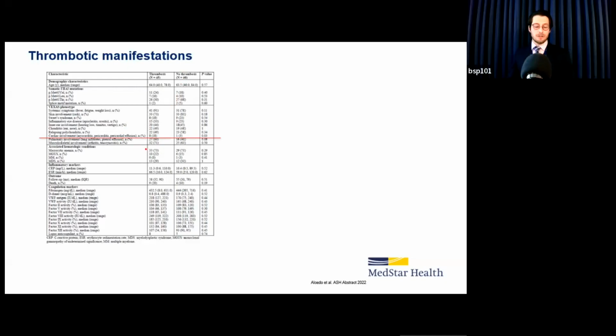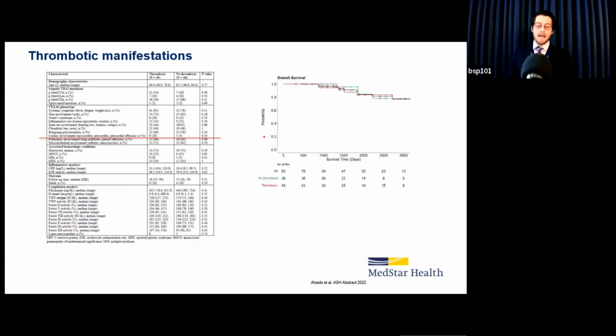The only exception is cardiac involvement. So patients that have presented with myocarditis, pericarditis, or pericardial effusion, that is rare compared to the manifestations that we talk about, like pulmonary or dermatologic. It seems like these patients are at higher risk of thrombosis. And the other thing that we looked at, this was presented again in ASH in December, is that the presence of thrombosis did not impact survival on these patients.